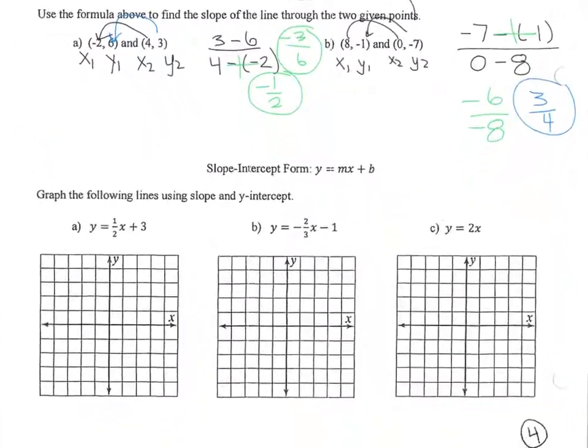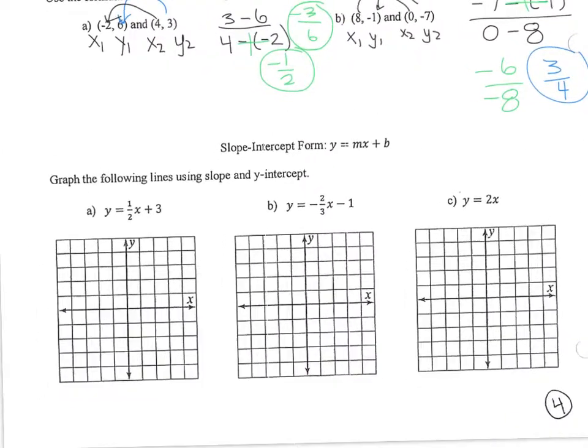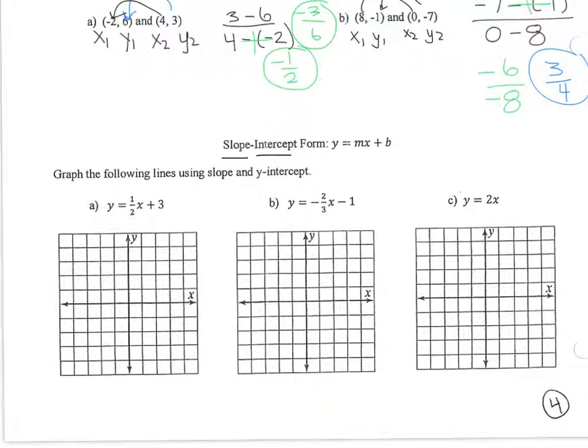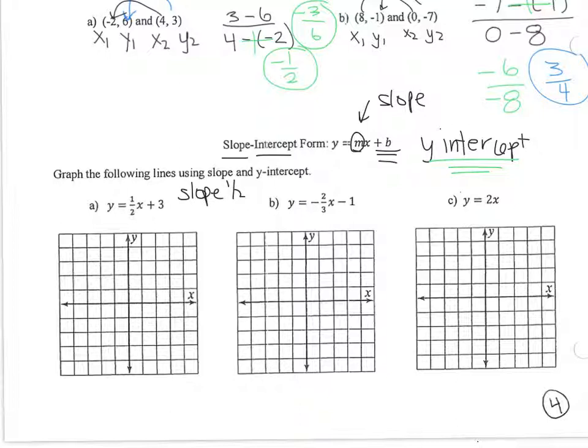Okay, now we're going to graph these. We like what's called slope-intercept form because the number in front of x is called the slope, and the constant, the number by itself, is the y-intercept. So to graph, you're going to start at the y-intercept and then do the slope. Let me show you. In this line, the slope is the number in front of x. So the slope is 1/2. And the y-intercept is 3.